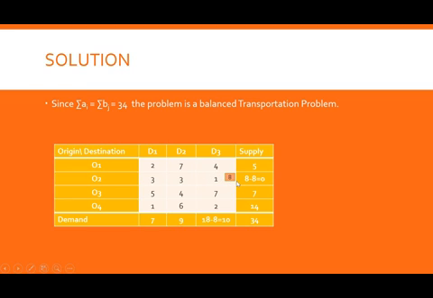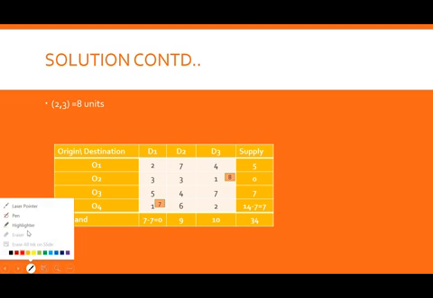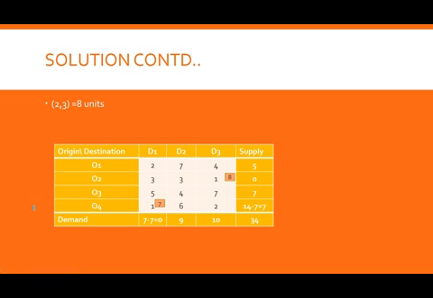So here I can transport 8. 8 minus 8 becomes 0. Here 18 minus 8 becomes 10. So I made an allocation at cell 2, 3 of 8 units. So what happened? This row got crossed off because it became 0. This row is no more there.